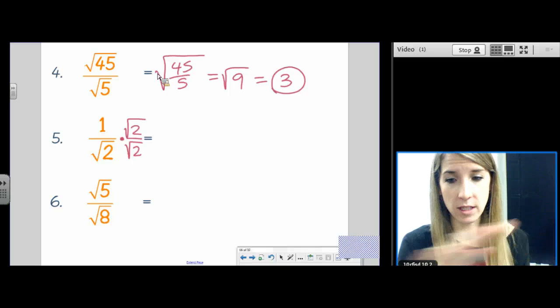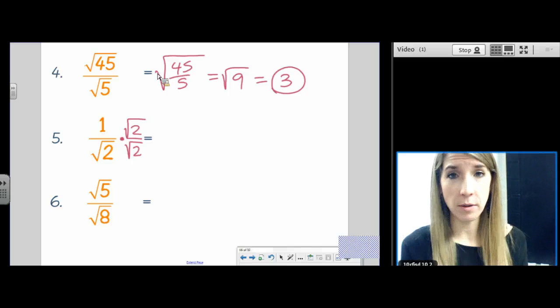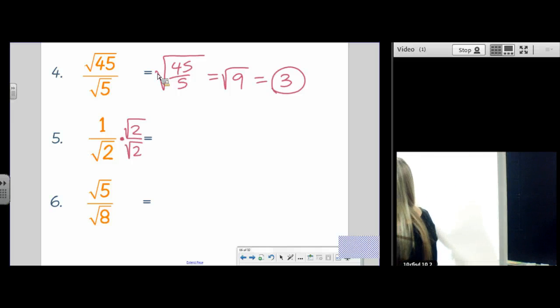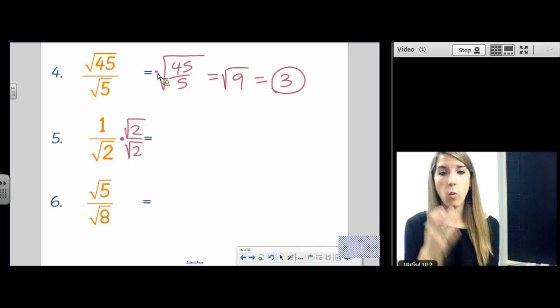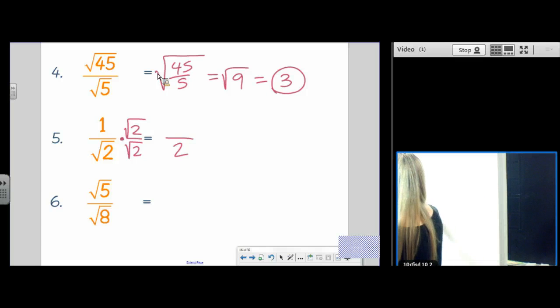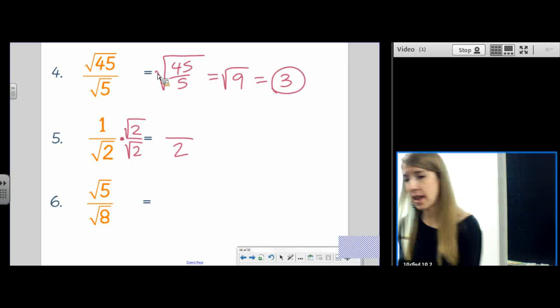We're going to multiply across the bottom first. Square root 2 times square root 2 is 2. 1 times the square root of 2 is the square root of 2. And now my answer is simplified.